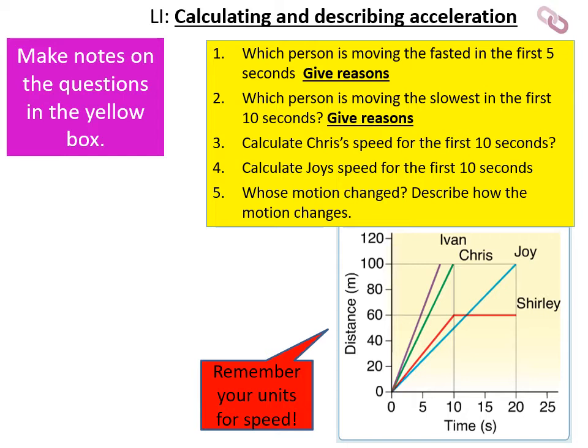Which person is moving the fastest, who's moving the slowest, calculate their speed, and whose motion has changed. So as in during the journey, who changed their motion. So I'll give you a little clue. The steeper the line, the faster the motion. And the less steep, the slower. There's a little typo there as well. Sorry, that's supposed to say fastest. Okay, so pause the video now and have a go at that, and then we'll come back to the answers.